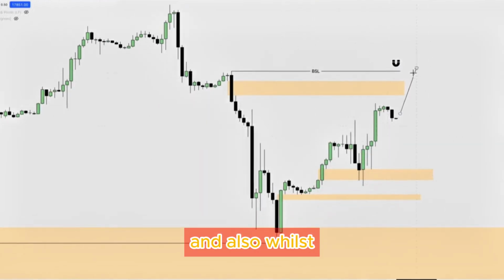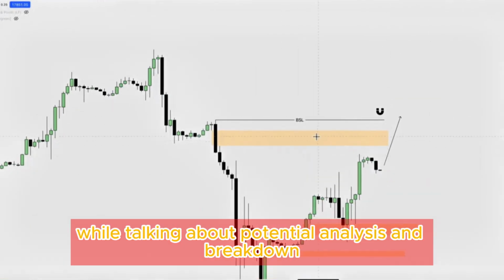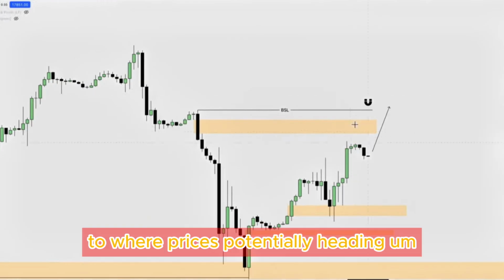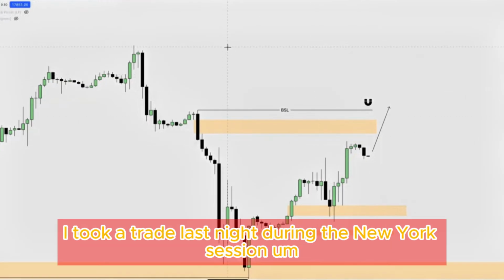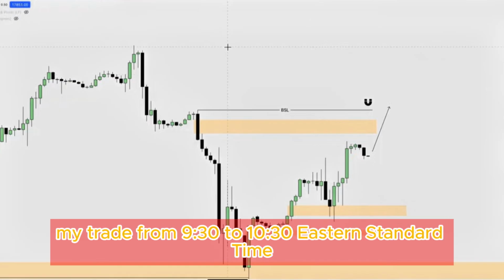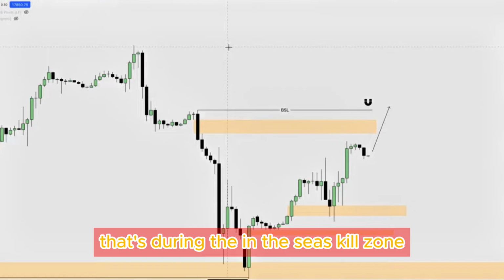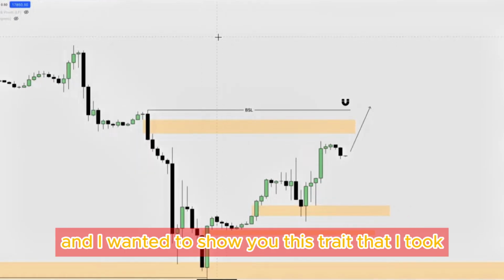And also, while talking about potential analysis and breakdown to where price is potentially heading, I took a trade last night during the New York session. My trade from 9:30 to 10:30 Eastern Standard Time, that's during the indices kill zone. And I wanted to show you this trade that I took.